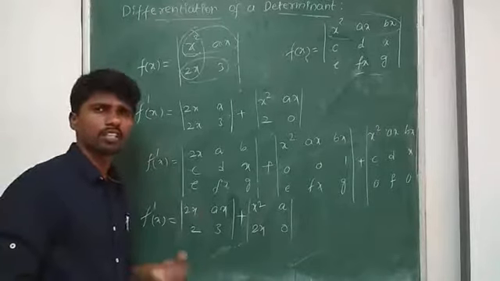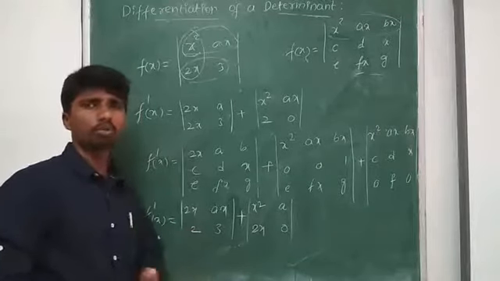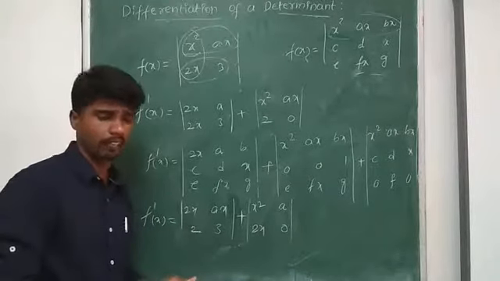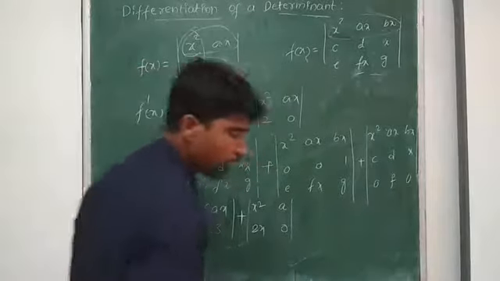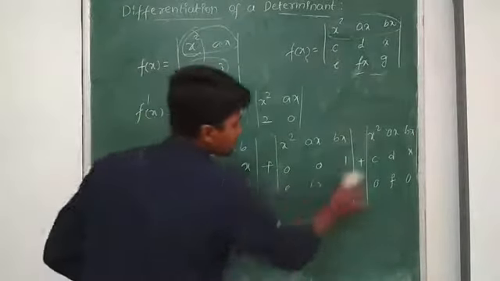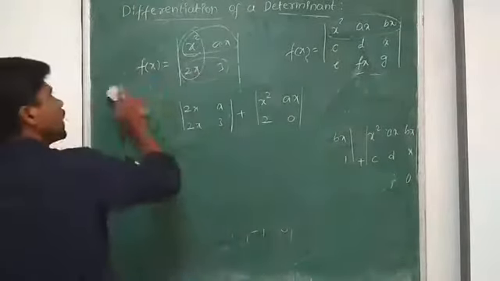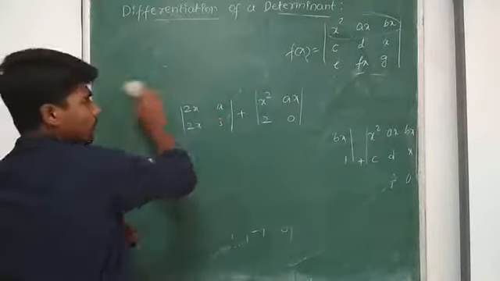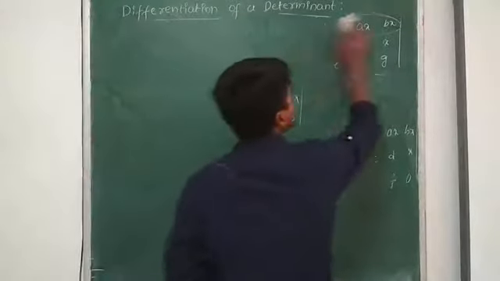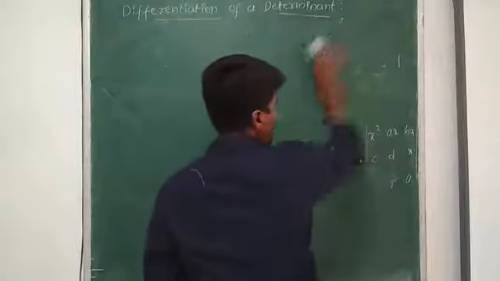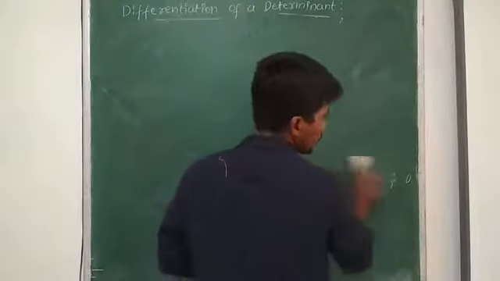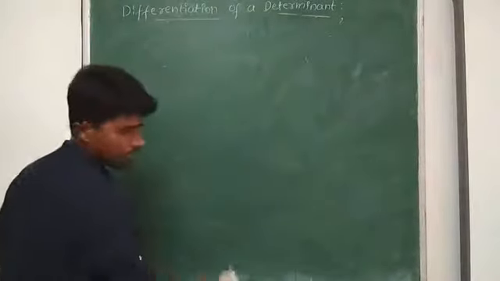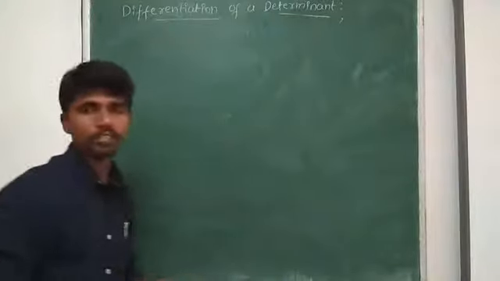Any order, if the determinant has n rows, we can perform it. And if it has n rows, it must have n columns, because determinants are defined only for square matrices, which have the same number of rows and columns.